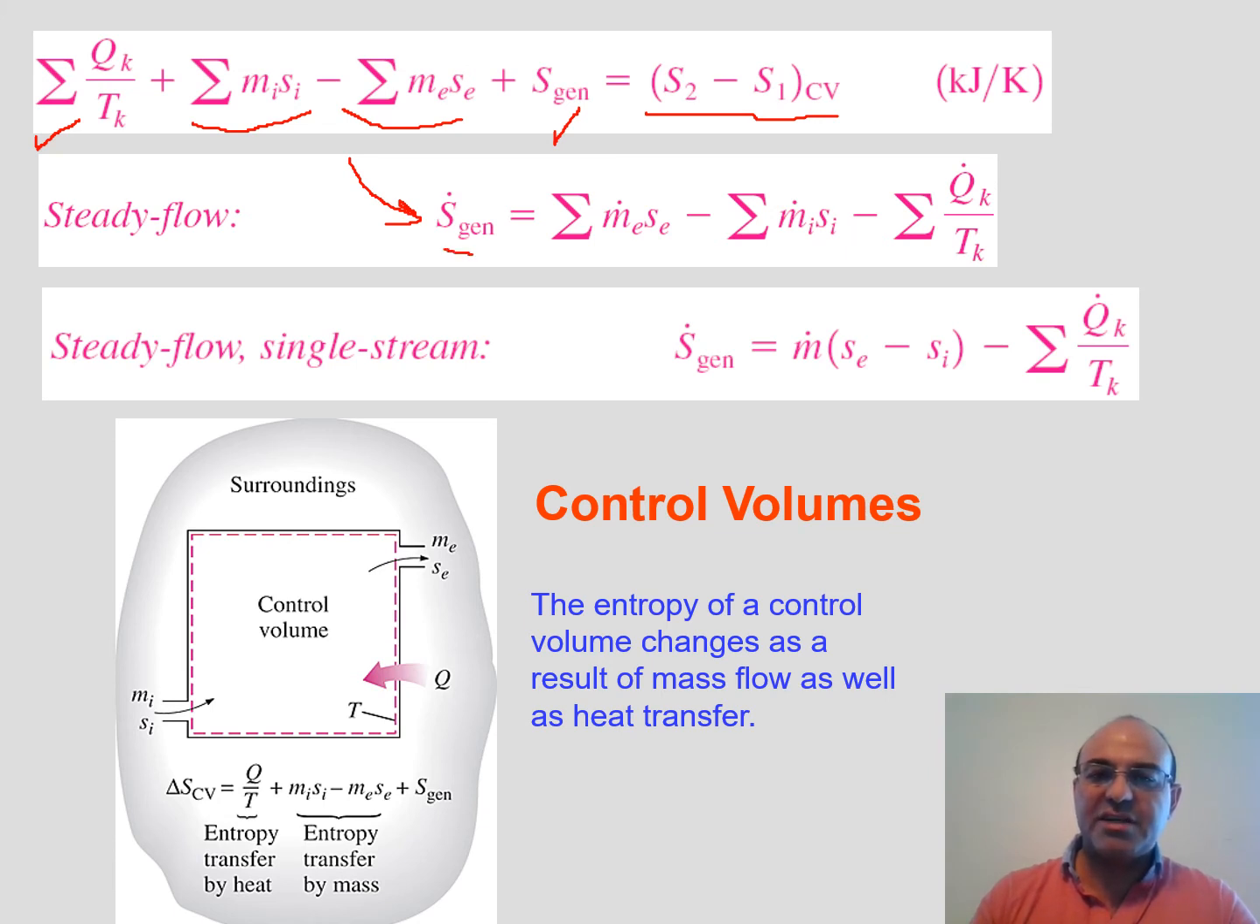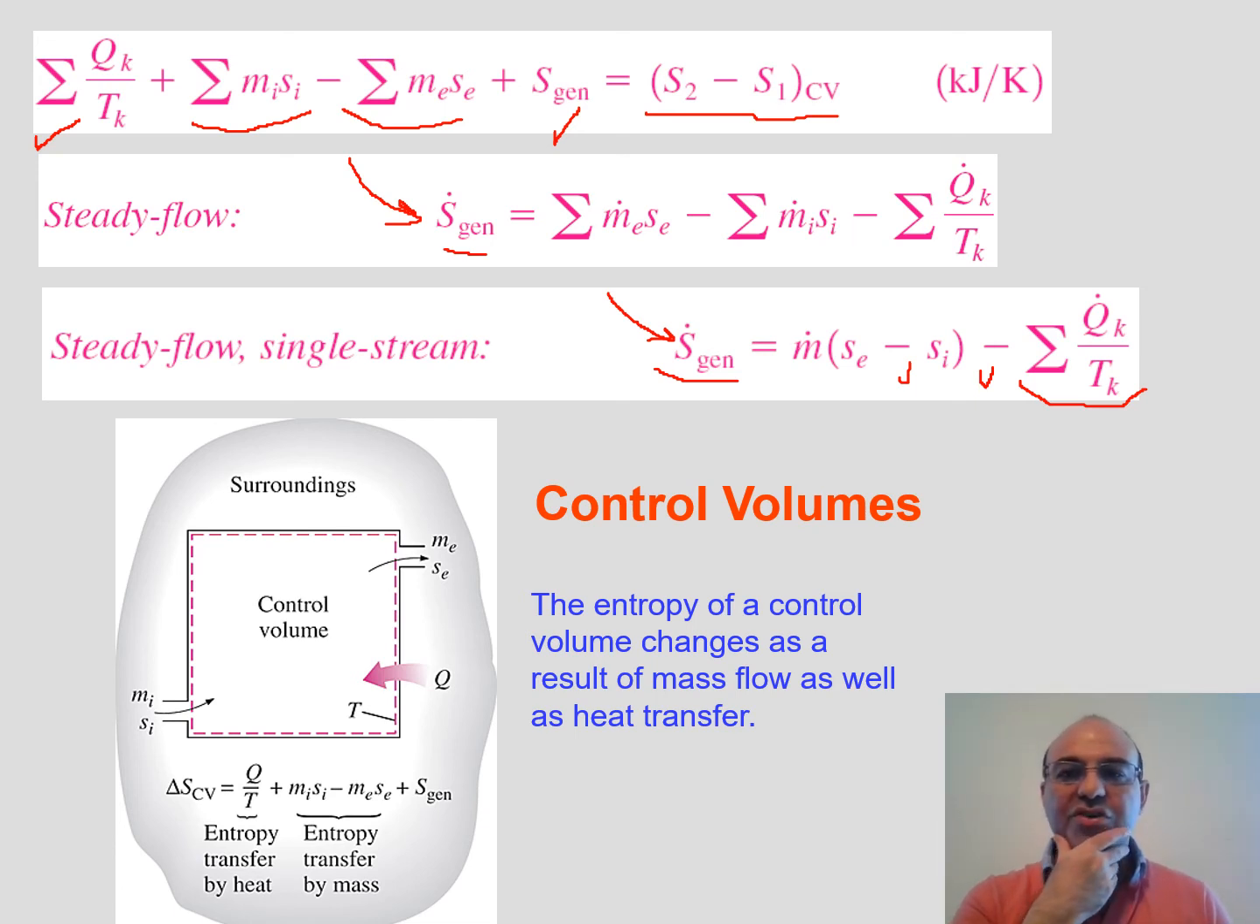So we can express S dot generation as equal to entropy out from the outlets minus entropy in from the inlets minus the entropy transfer to the system through the heat transfer process. If we just have one single inlet and one single outlet, then because of the conservation of mass, m dot in is equal to m dot out. So the above equation is simplified to this form: S dot generation is m dot (s_e minus s_i) minus the sum of Q dot_k over T_k. And even though we see a lot of negative signs here, this entropy generation must be positive. If you do a problem and see entropy generation is negative, you have done it wrong.